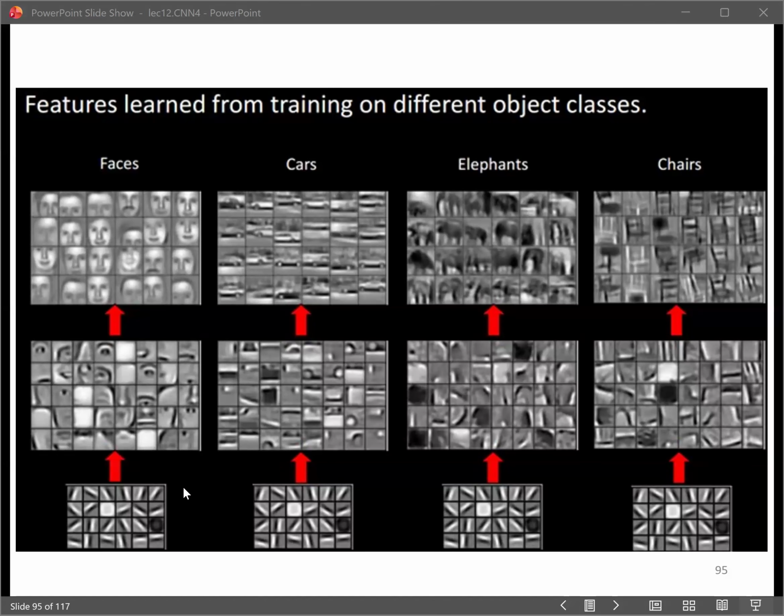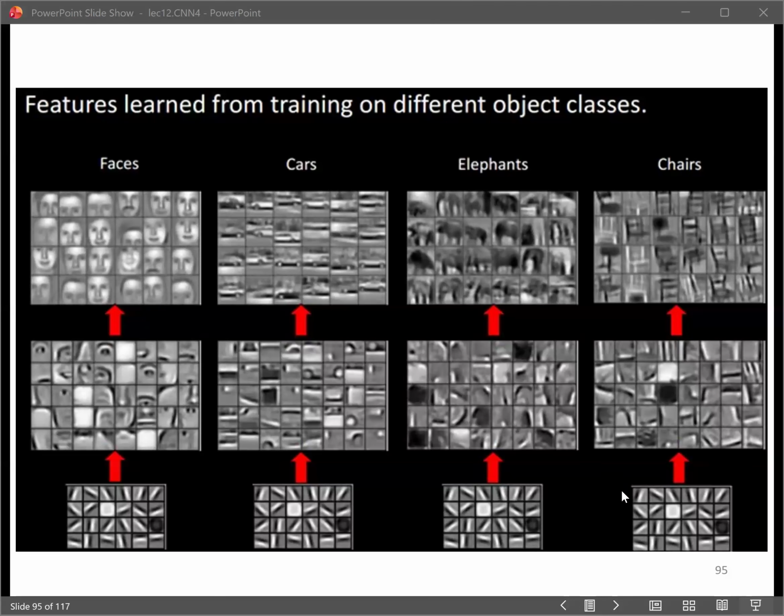And then look at what the higher level cells get. When they're looking at faces, the intermediate neurons get parts of faces. The highest level neurons each fire for a different kind of face in a slightly different position, right? When you're looking at cars, the intermediate neurons get parts of cars. The highest level finds cars in different positions. Elephants, intermediate neurons fire for parts of elephants. The highest level neurons fire for full elephants in different positions.